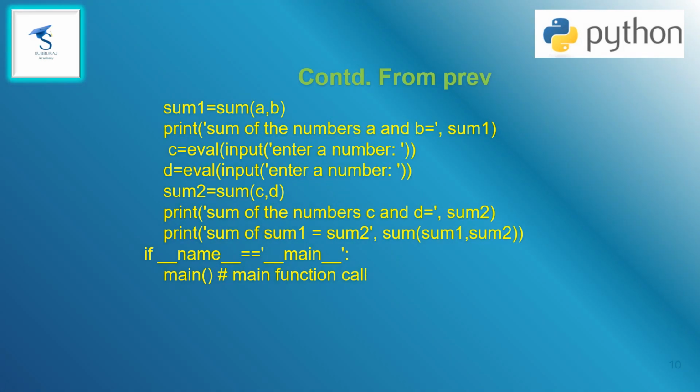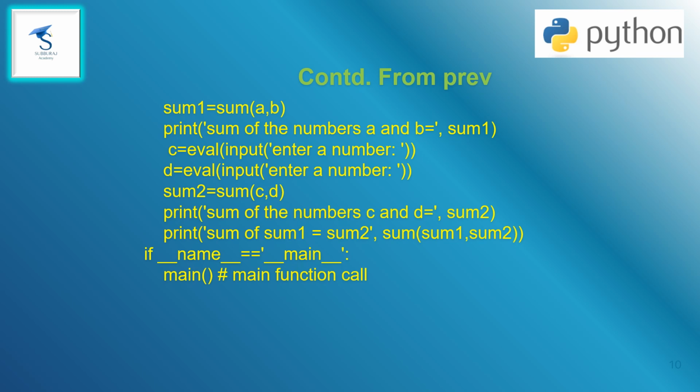This is sum1 is equal to sum(A, B). It calls the sum function, adds two numbers, and returns sum1. Then we get another value C from the user, and D another value from the user. Sum2 is equal to sum(C, D). Earlier it was sum(A, B), now sum2 is sum(C, D). There are two sums, sum1 and sum2.